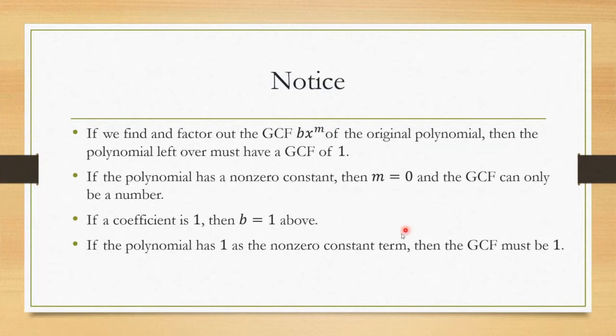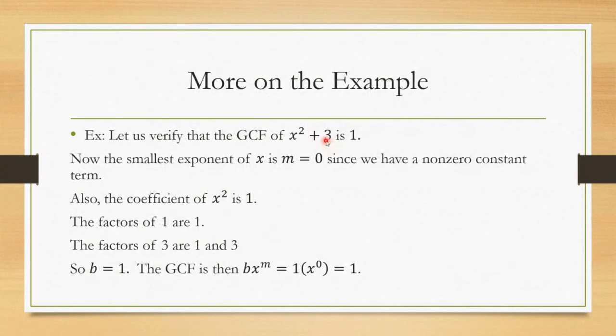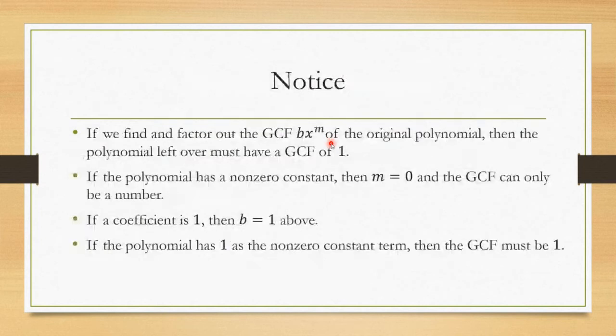And just some other things that hopefully you picked up. If a polynomial has a non-zero constant term, that means m has to be 0. In other words, the GCF here can only be a number. That's actually what happened here, right? We had a non-zero constant term, a term with no variables. And also, just like over here in the previous example, if a coefficient is 1, that forces b to be 1, because the only factor of 1 is 1.